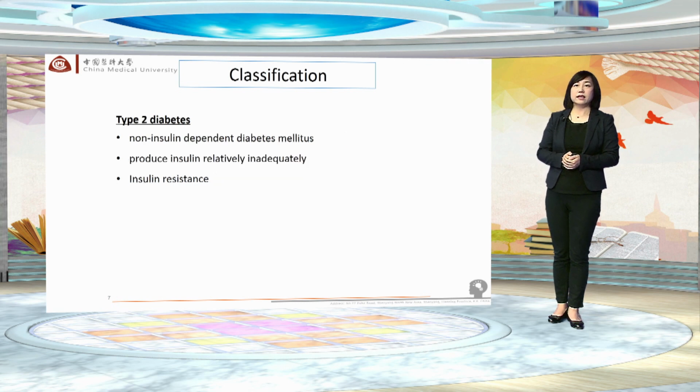About type 2 diabetes, it was previously referred to as non-insulin dependent diabetes or adult onset diabetes mellitus. Patients can still produce insulin but do so relatively inadequately for their body's needs, particularly in the face of insulin resistance. In many cases, this actually means the pancreas produces larger than normal quantities of insulin. A major feature of type 2 diabetes is the lack of sensitivity to insulin by the cells of the body.